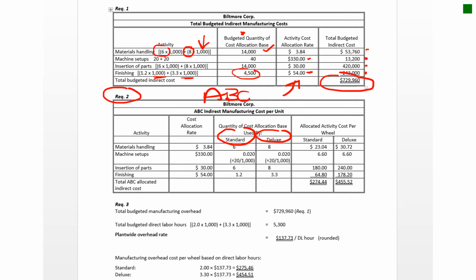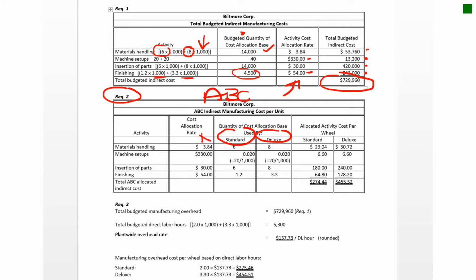Now again, they already essentially gave you the data. They gave you 6 and 8, 6 and 8. Notice the materials handling and the insertions were the same. The finishing was 1.2 and 3.3. The setups you had to divide by 1,000 because you want it per setup. So you did a little converting there, but here's your individual activities tied to the production of each.